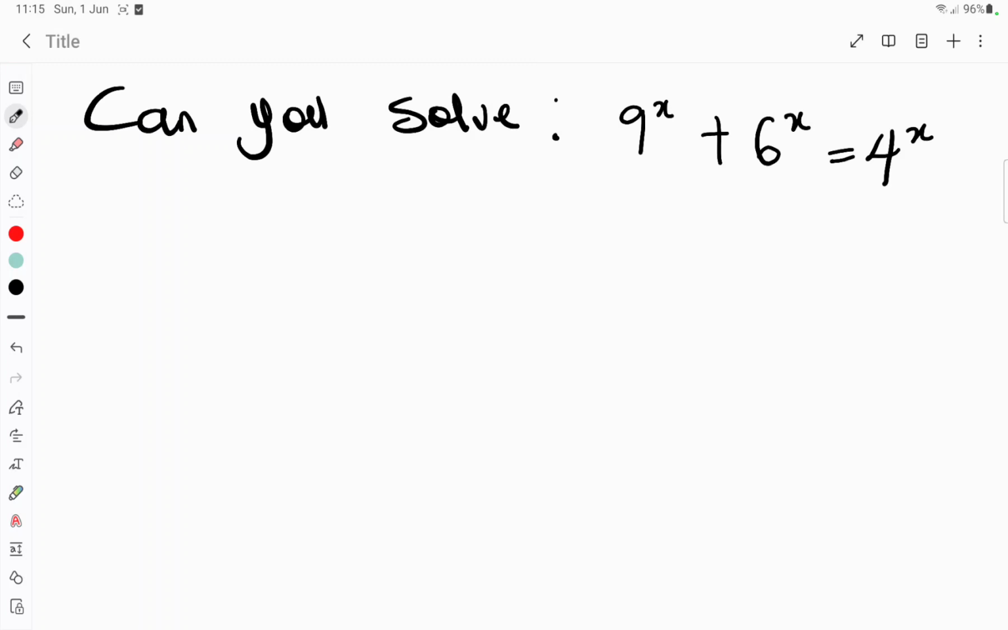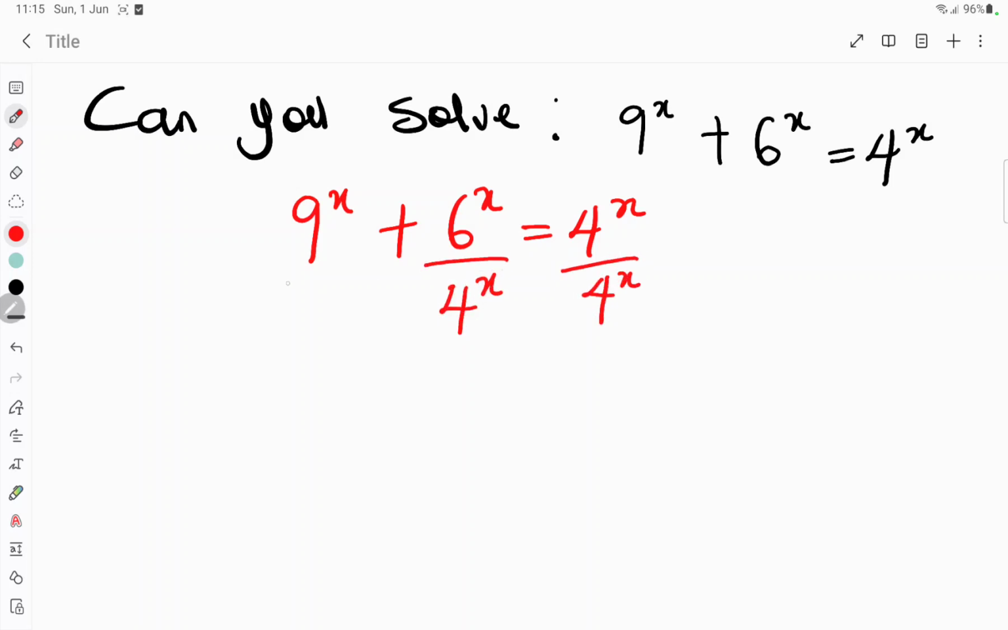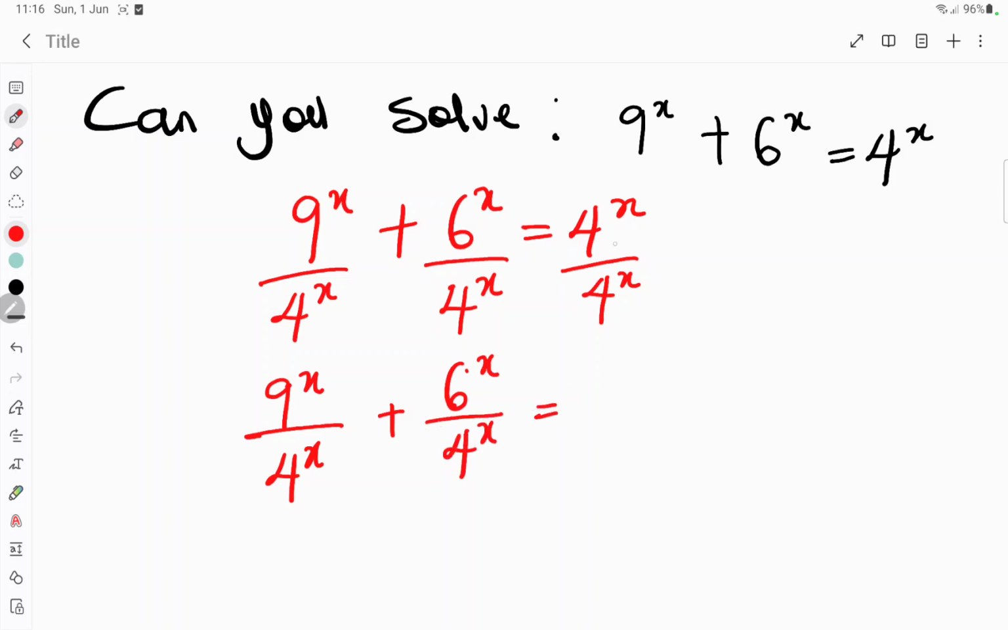So for us to solve for the value of x in 9^x + 6^x = 4^x, the first thing I have to do is just divide through by 4^x. I divide each term by 4^x. So what do you observe? We are having 9^x over 4^x plus 6^x over 4^x, and that equals 4^x divided by 4^x, which gives 1.